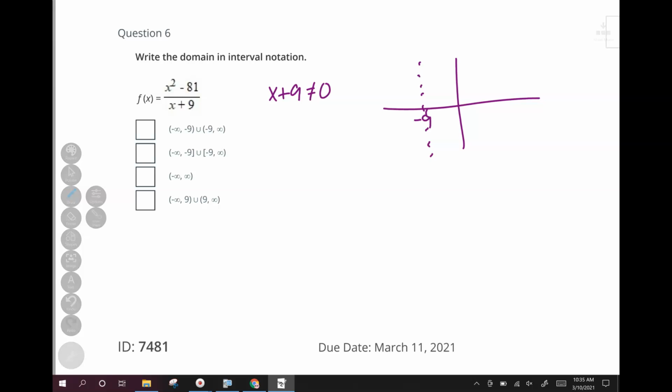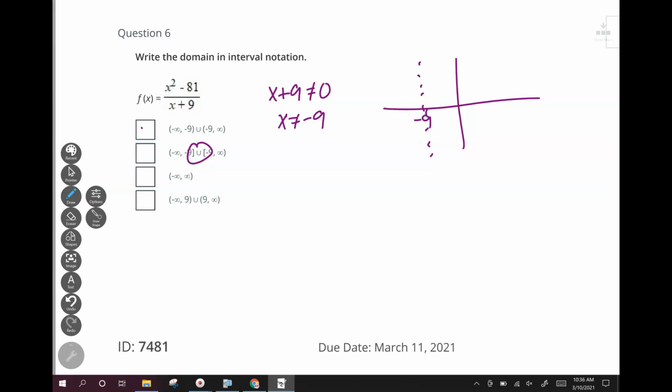Another thing that can restrict domain is, remember, whatever's underneath the square root has to be greater than or equal to 0. However, we're not dealing with radicals right now. We're just dealing with fractions. Okay, so set your denominator not equal to 0. X cannot equal -9. We don't want this one with the square brackets because that means that the -9 is included, right? That's saying include the -9.